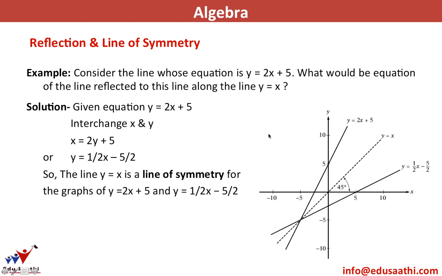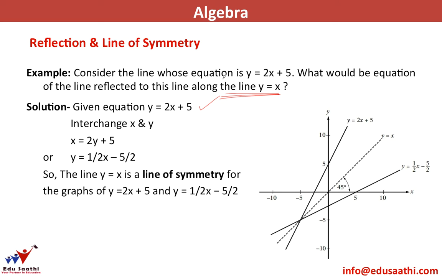Let's look at a question. Consider the line whose equation is y is equal to 2x plus 5. What would be the equation of the line reflected to this line along the line y is equal to x? So if I just look at this, the equation which is given to us is y is equal to 2x plus 5. So what I have to do is reflect it around x is equal to y.